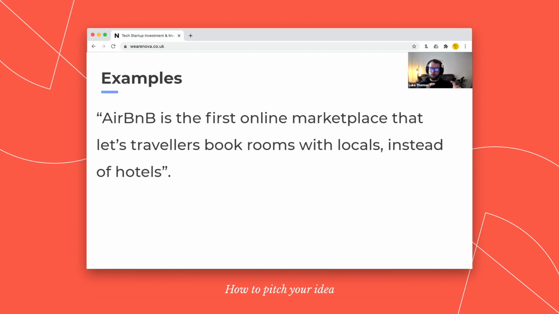It's very simple. I understand what you're doing. So now I can tick that box. Okay, it's a marketplace that helps people do that. From there, I can then start to get excited about the idea. I can start to ask about the market. I can ask, why is this needed? I can ask, why has no one else done it if you're the first online marketplace? So in my head, I'm already getting excited about the different components of the idea.